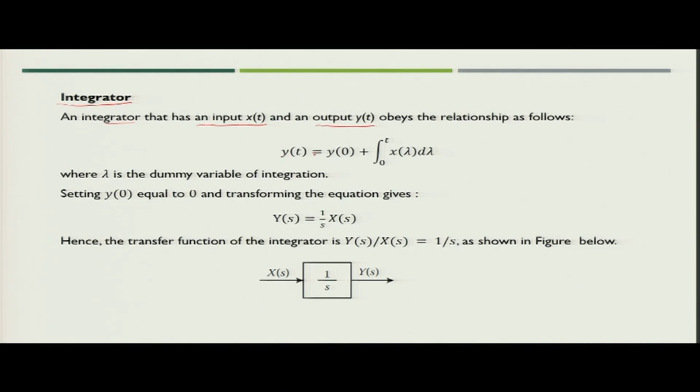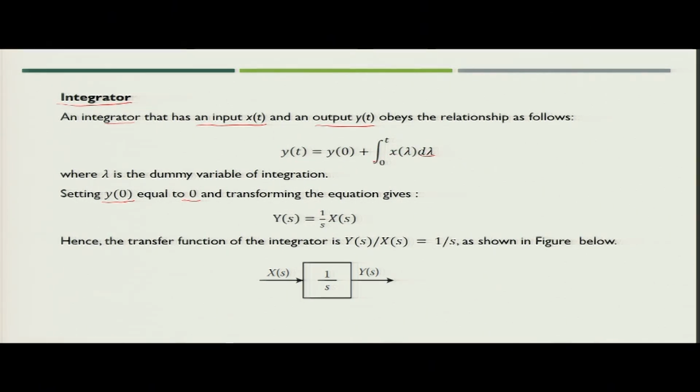What we can write? y(t) is equal to y(0), that is the initial condition, plus the integration between 0 to t of x(lambda) d lambda. This lambda is the dummy variable to find out the integration of the input function x(t). Now, if you consider y(0) equal to 0, that is, initially the system does not have any value, you can simply write y(t) is equal to the integral from 0 to t of x(lambda) d lambda.